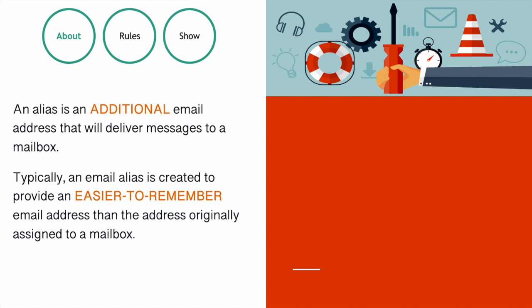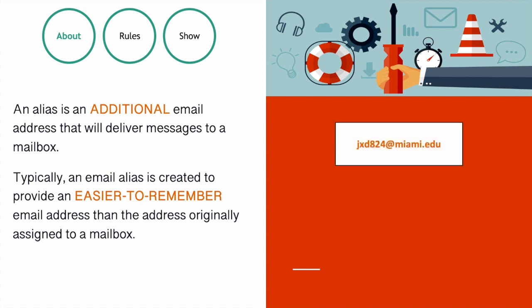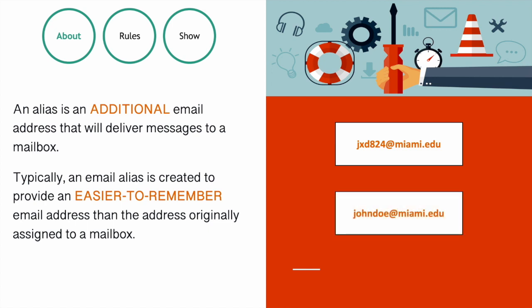So first things first. An email alias is simply an additional email address that you can assign to your inbox to receive messages. Most people get an email alias because it is easier to remember than their original assigned email address. This is an example of an email address assigned to an employee, and this is an example of an email alias the employee chose to create. Now, doesn't that seem a little bit easier for someone to remember?